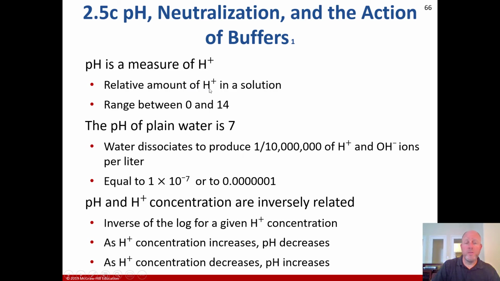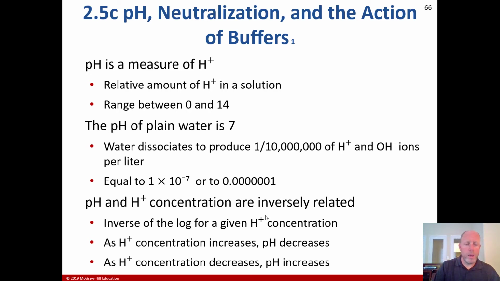pH is a measure of hydrogen ions. It's the relative amount of hydrogen ions in a solution. It ranges between 0 and 14. The pH of plain water, as I mentioned a moment ago, is 7. Water dissociates to produce 1, once again, in every 10 million hydrogen ions and hydroxide ions per liter. The pH and the hydrogen ion concentration are inversely related. The more you increase hydrogen ions, the more there's a decrease in pH, and the fewer hydrogen ions you have, the more there's an increase in pH, more towards alkaline or base.